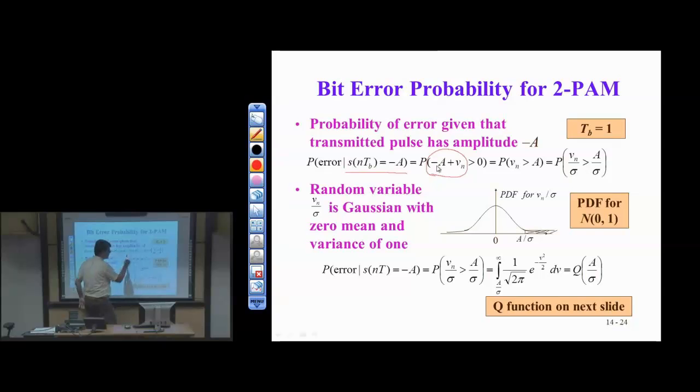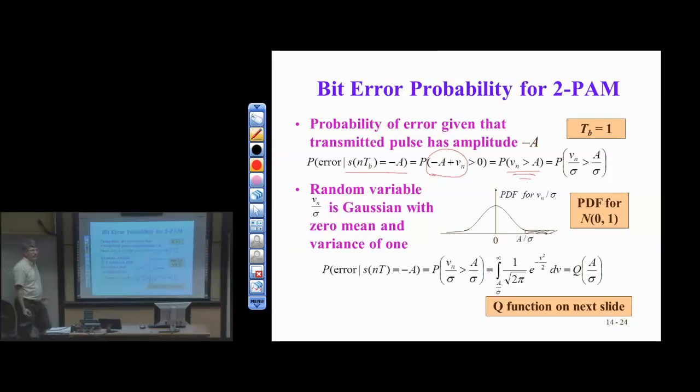So I can just add capital A to both sides and divide by sigma because sigma is a positive number. It's not negative, and it's not 0. And so now I'm comparing a random variable that's been scaled by 1 over sigma. So what happens to its variance from homework 4?